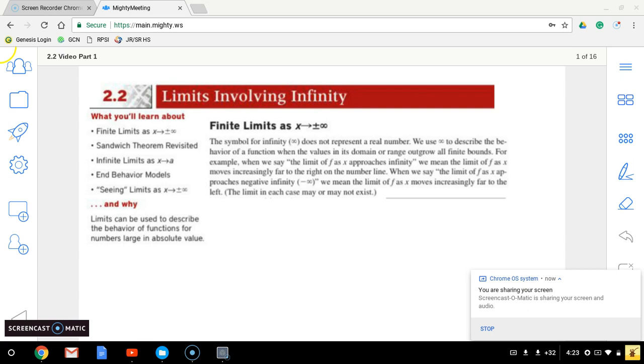Hey guys, today we're going to do 2.1, limits involving infinity. So, finite limits as x approaches positive or negative infinity. The symbol for infinity does not represent a real number.